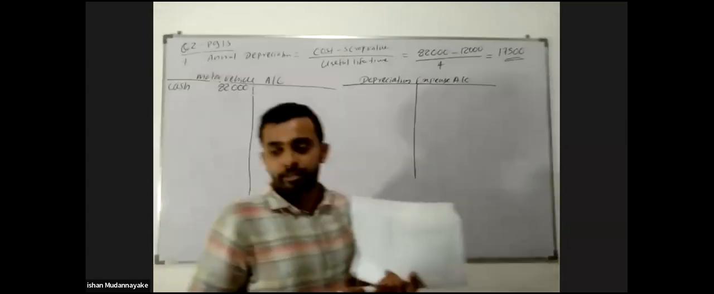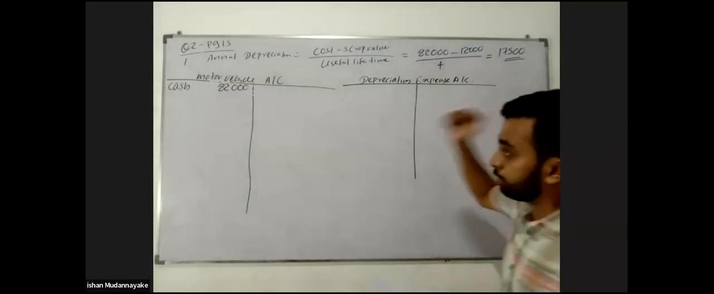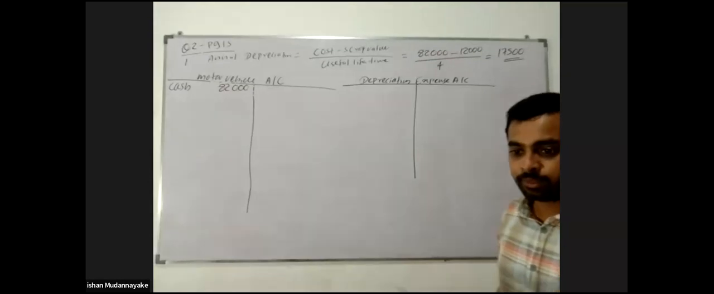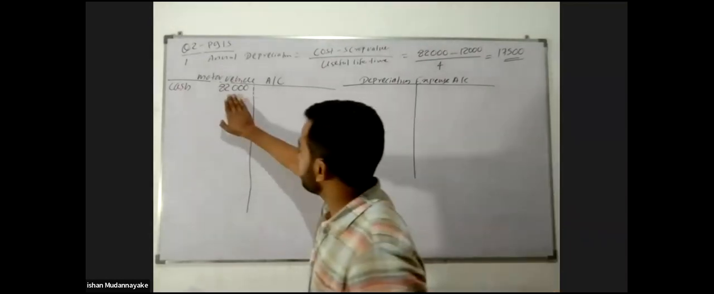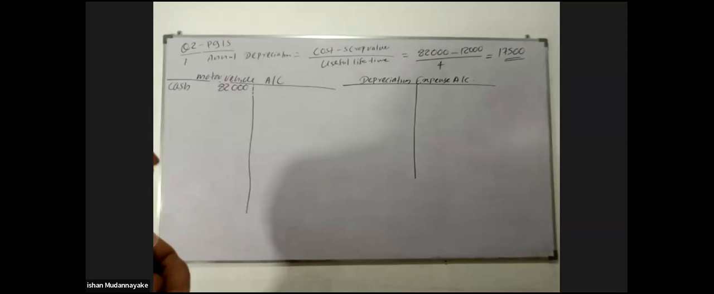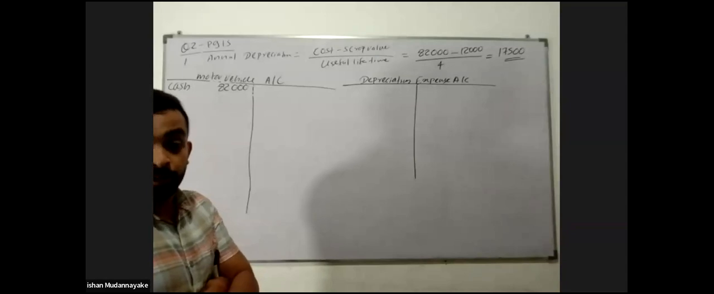Purchase value of the motor vehicle: cash book credit, motor vehicle account debit. Quickly write down here: cash 82,000. And then now we will note annual depreciation.